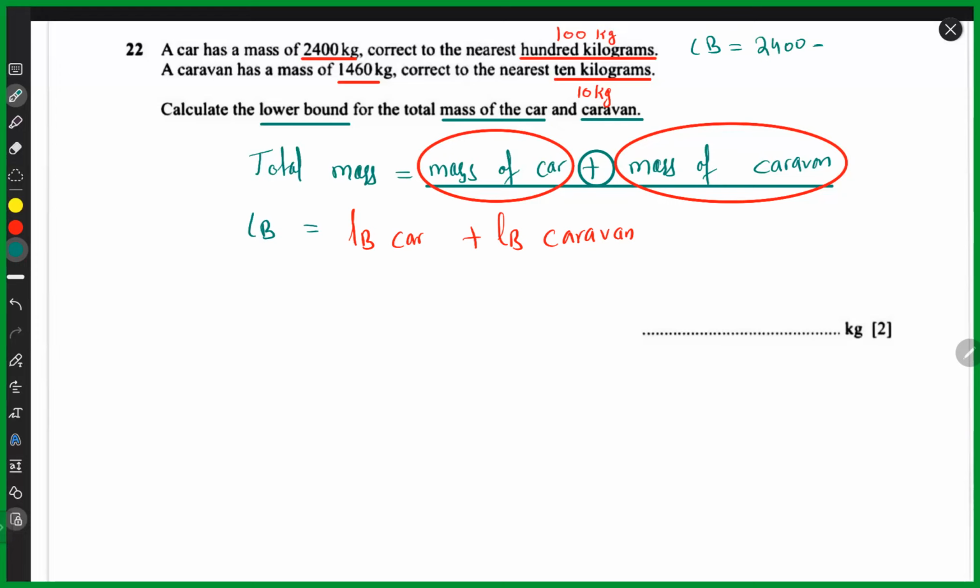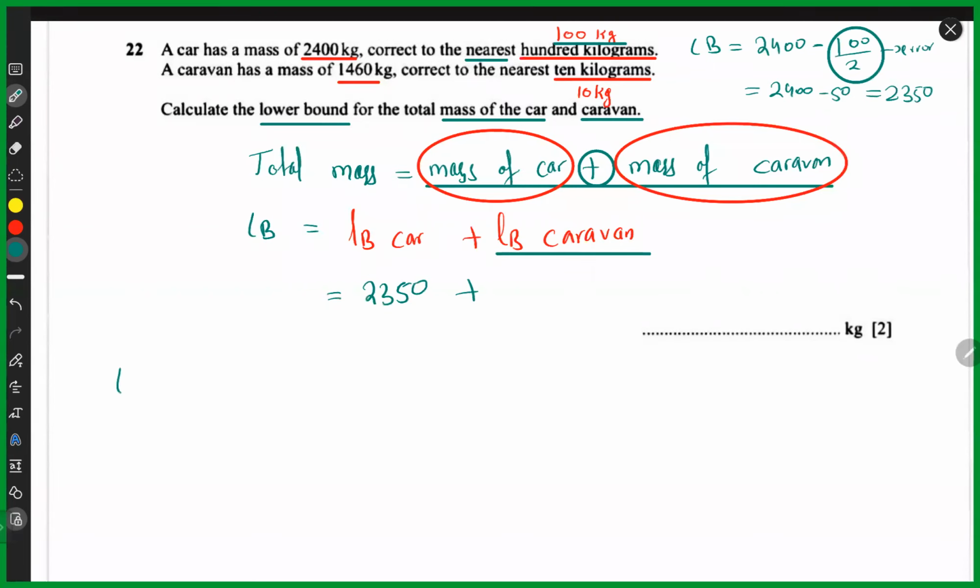How do we find error? Error is accuracy by 2. What is accuracy? Accuracy comes after the word nearest. After the word nearest, we have 100 kgs. So it would be minus 100 by 2. 100 by 2 is basically your error. This is your error. I'm doing it directly. So 2400 minus 50 would give you 2350. This is the lower bound for the mass of car. 2350 plus the lower bound for the mass of caravan.